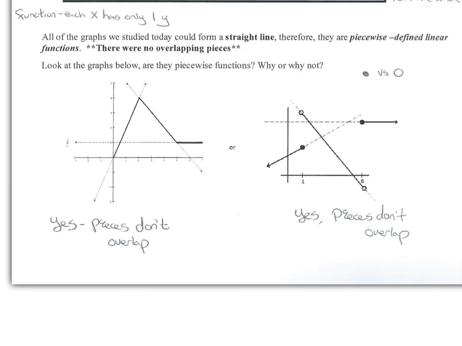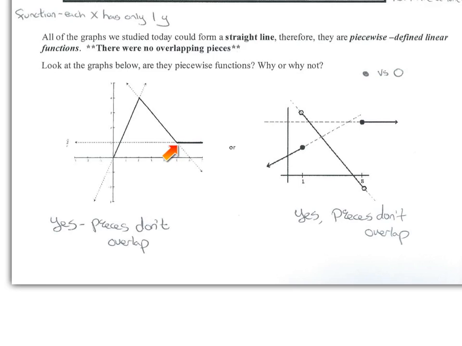All of the graphs we studied today could form straight lines. Therefore, they are piecewise linear functions. Remember, there were no overlapping pieces. What we are going to do is look at these two graphs and decide if they are piecewise functions, why or why not. So I'm not looking where the graph is dotted. I don't care about that. I'm looking at the dark piece of the line.